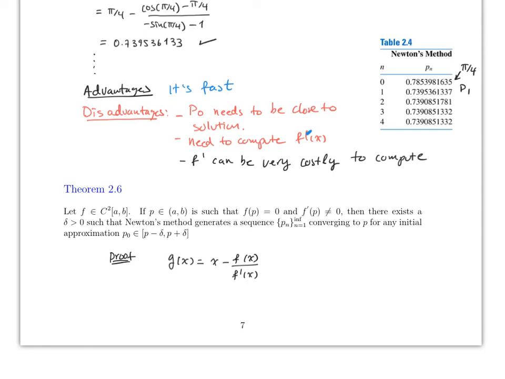Now, before we go to the next page, like I point out here, the main disadvantage of this method is that it requires computing the derivative. So in the next slide, we're going to modify Newton's method so it doesn't require the derivative, because this again may not be easy to find, or if it is, it will be too costly to approximate.